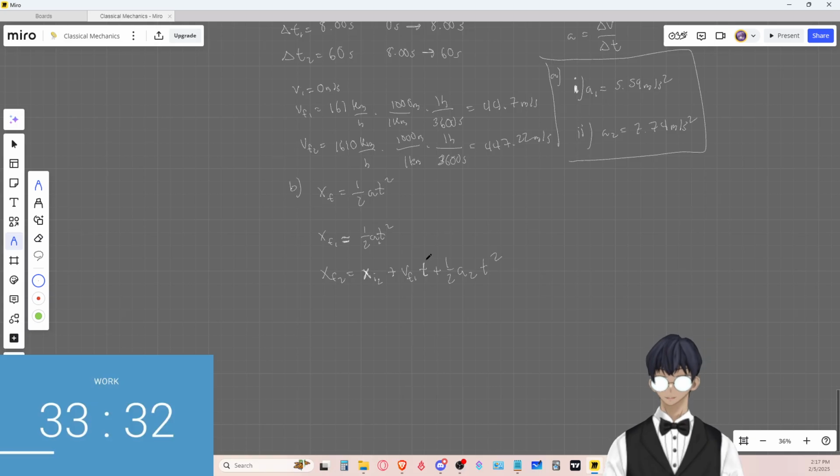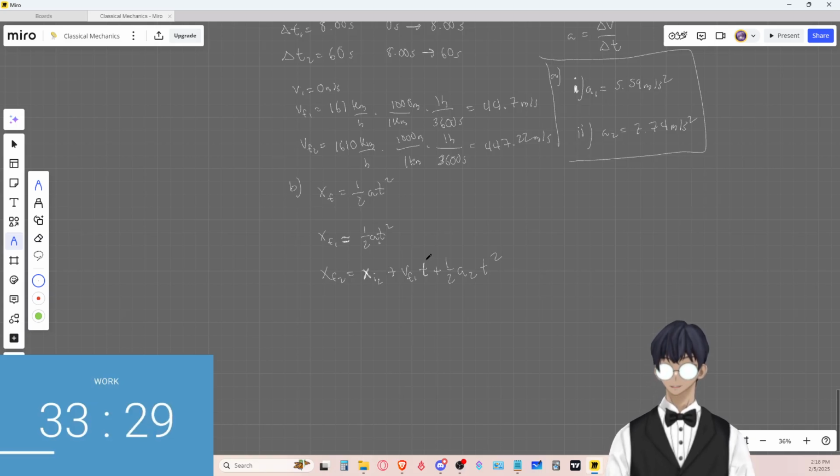Let's see. I think that's right, because everything is 0 on the first one, so that makes logical sense. So now we'll put the accelerations in for A1, and the amount of time is 8 seconds. So the distance it traveled was 170.9 meters. Okay, so now this would be considered our x initial 2. So we just have to remember that.